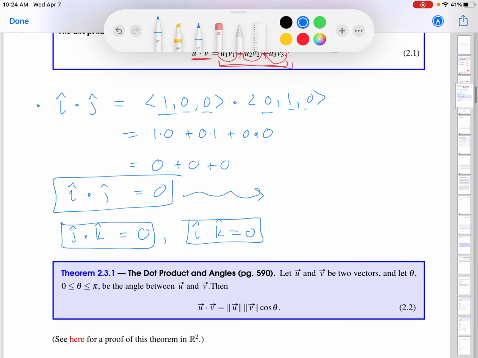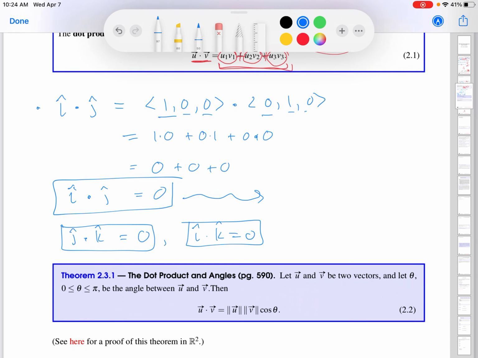So here is the theorem that is going to connect those concepts for us. This is the dot product and angles, page 590 in the book. Suppose that I have two vectors, u and v, and let theta between 0 and pi be the angle between u and v. Let me just stop there. Here is u. Here is v. You might ask me, what is theta? How do I conceive of the angle between u and v? Well, one thing you can do is bring these two together so that you can look at the angle between u and v.